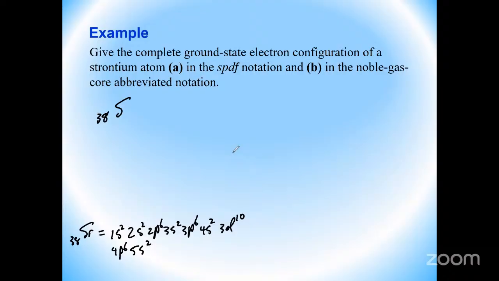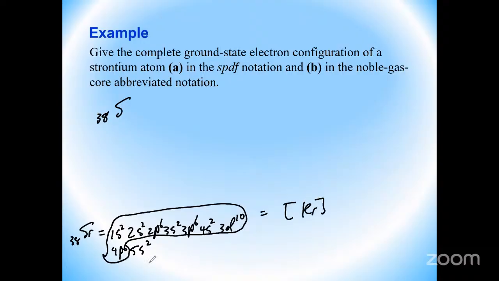Right, so krypton has an atomic number of what? 36, right? So what that means is that all of this here would be representing the electron configuration of krypton. So we just put Kr in parentheses, and then we write down what is remaining after that, which is 5s2, and that would be it. That would be the abbreviated electron configuration of strontium. All right?